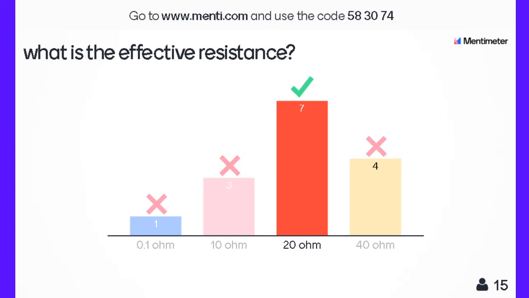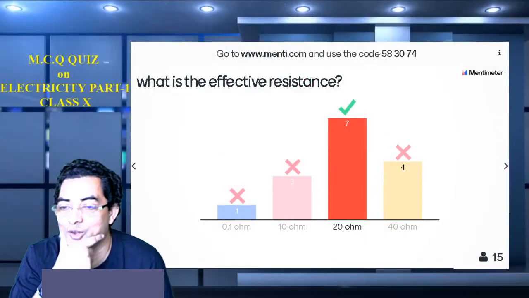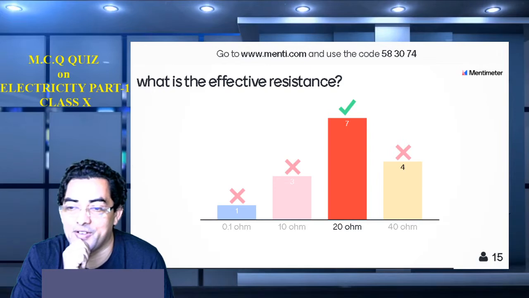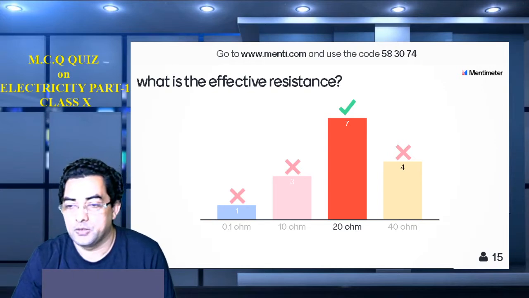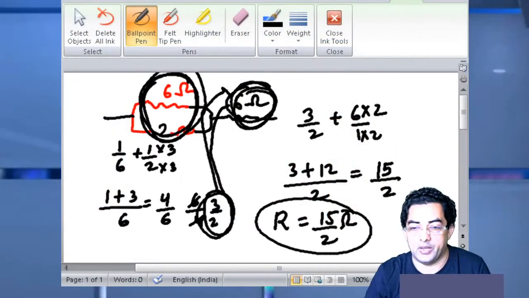Okay, and 8 of you got it wrong. Not a good thing. Only 7 of you got it right. So let's quickly go to the whiteboard and see the explanation part of it. Okay, so here, guys, is the explanation part of it.